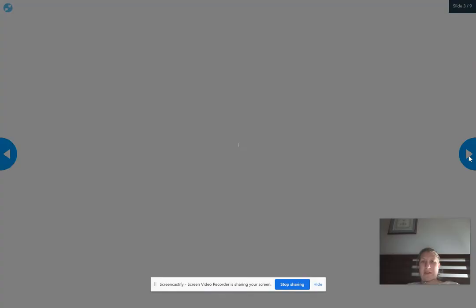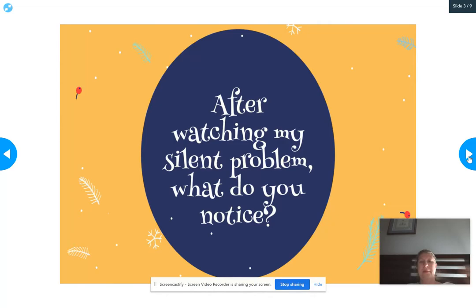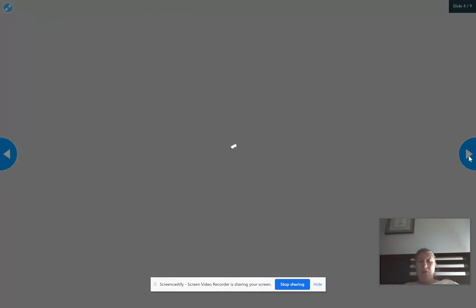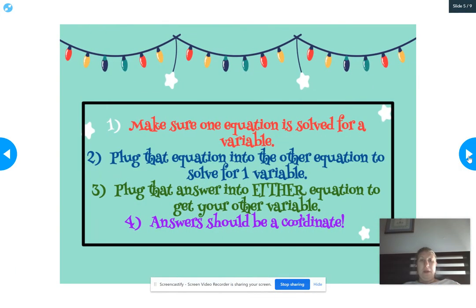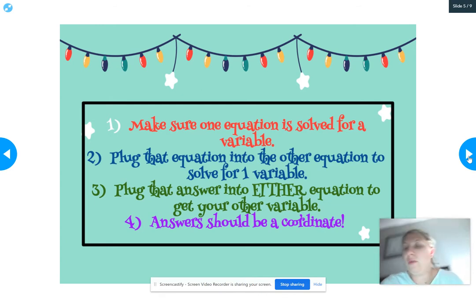Okay, hopefully you kind of saw what was going on there. Now, hopefully you started to notice a little bit of what was happening. So what do you think you're going to need for this kind of problem? This is what you will need. You're going to make sure one equation is solved for a variable. Either x or y, it doesn't matter which one, but make sure one of them is solved for that. You're going to plug that equation into the other equation, solve for the other variable, and then plug that answer into either equation to get your other variable.